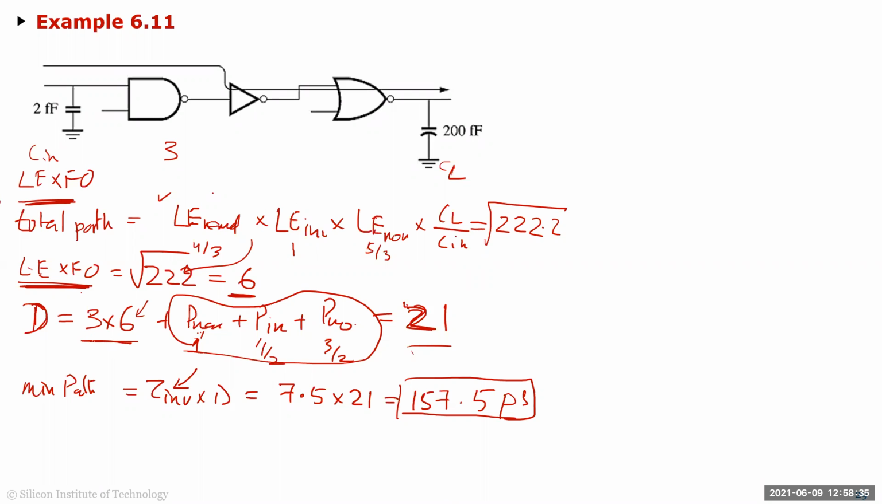So your total delay is 3 times that plus all the parasitic elements you have. So if your parasitic element was 0, this should be 18, right? And then you multiply that with tau inverter, and then you get 156 picosecond. So you can see it's easier to calculate, but it's also easier to see where you can make corrections.